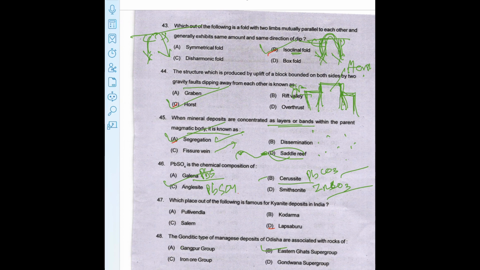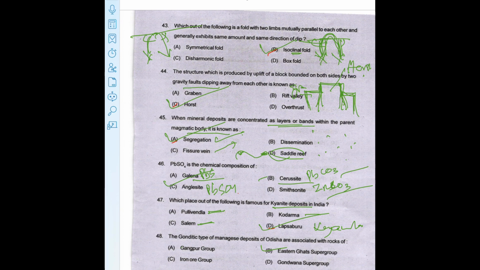Which out of the following is famous for kyanite? Kyanite famous place is Lapsaburu. Lapsaburu, kyanite. Koderma, mica. Pollachi, asbestos. Salem, magnesite. So Lapsaburu, kyanite.